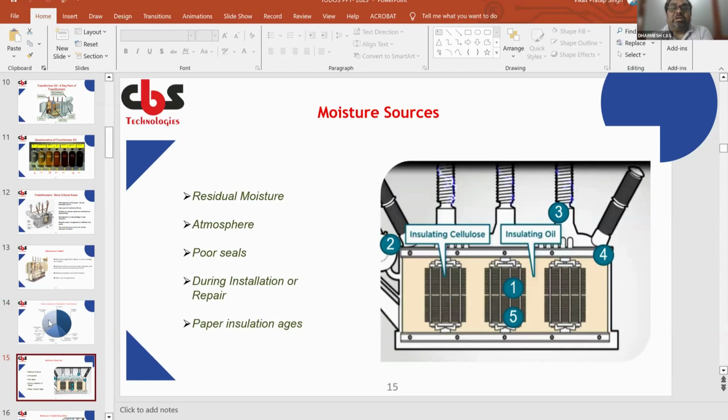How does moisture ingress into this transformer? This could be residual moisture. This could be atmospheric moisture. It could come through poor seals. It could come during installation or repair where the sealings are not done properly. When all the moisture comes into the paper insulation, it increases the moisture in the paper insulation. Next.